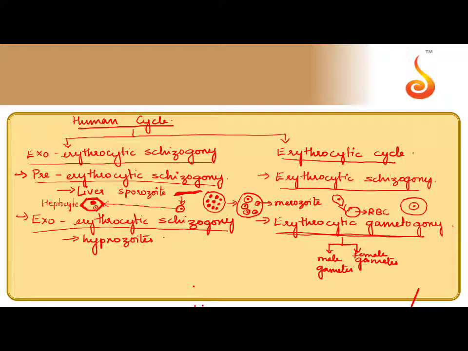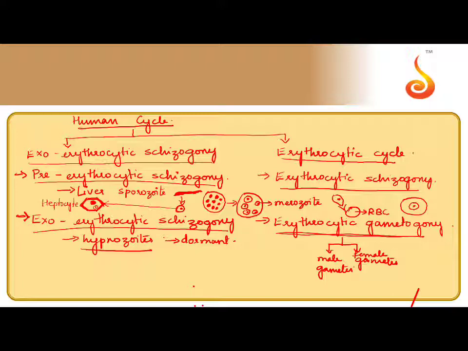Now one stage which I did not specify while explaining is exoerythrocytic schizogony. In this case we see a dormant form of the sporozoan, not always seen. In certain forms it is just dormant until the right time comes and then it shows its effect. So this is how it takes place in the case of humans.